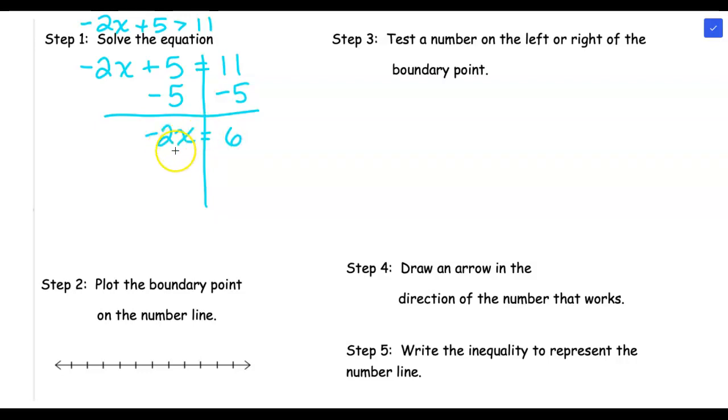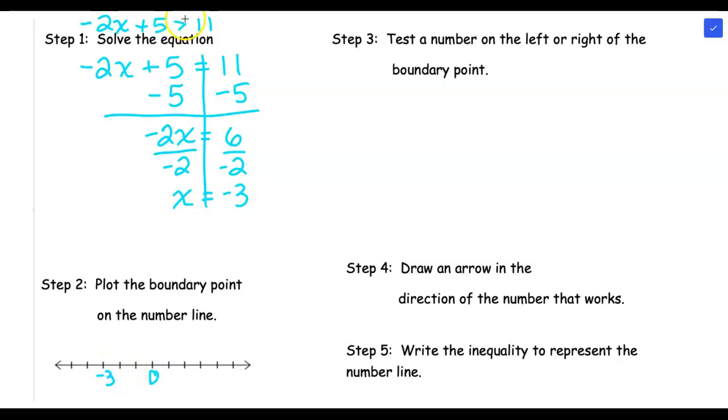And to undo multiplying by negative 2, we're going to divide both sides by negative 2. When we do that, we have x equals negative 3. Once you have that boundary point, we're going to plot that boundary point on the number line. So I'm going to call this 0, and then I'm going to go over here to negative 3.